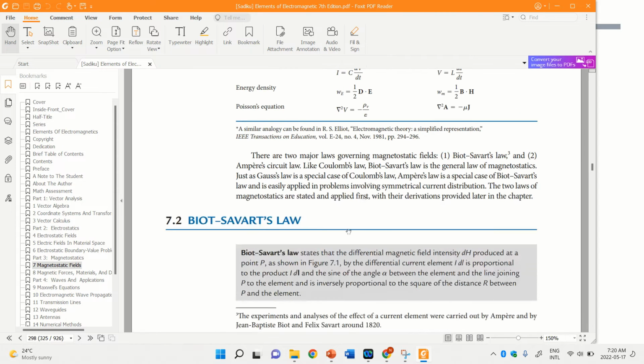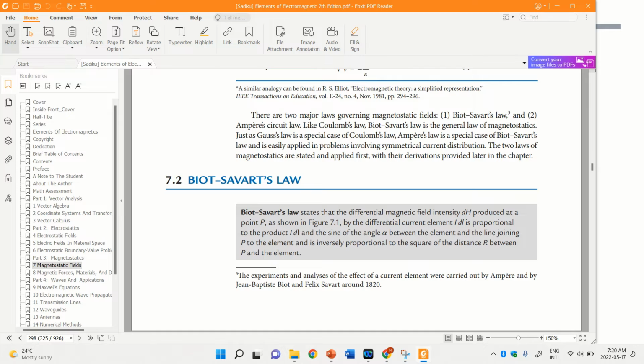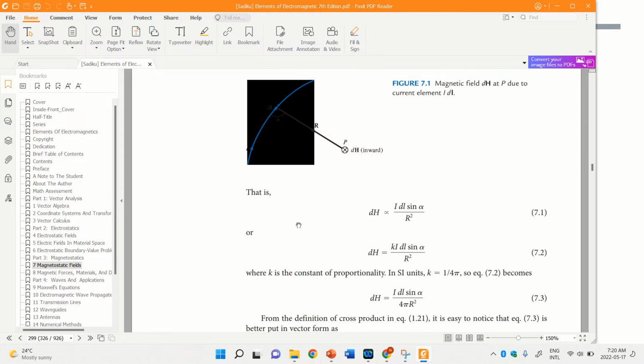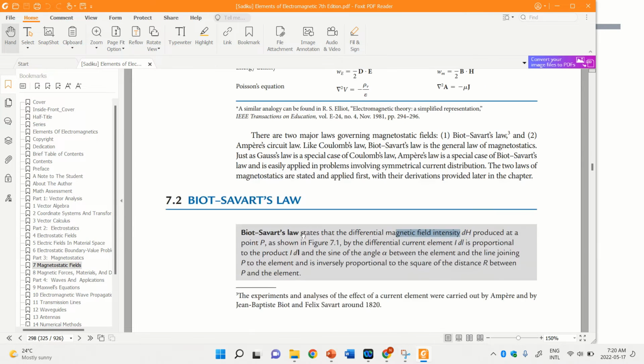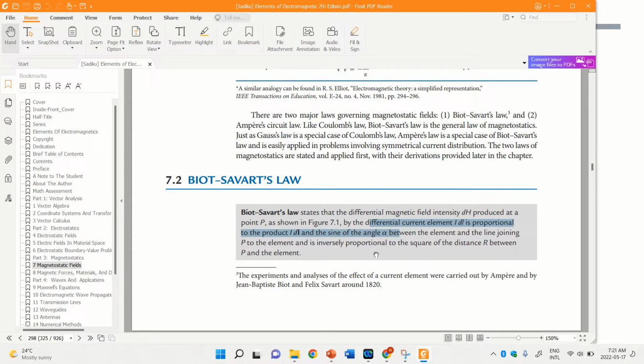So now you want to measure the dH from this sample to this point P. This definition states that dH, the magnetic field intensity produced at point P by the differential current element IdL, is proportional to the product of IdL and the sine of the angle alpha. There is an angle here, alpha, between the element and the line joining P to the element, and it is inversely proportional to the square of the distance r between P and the element.